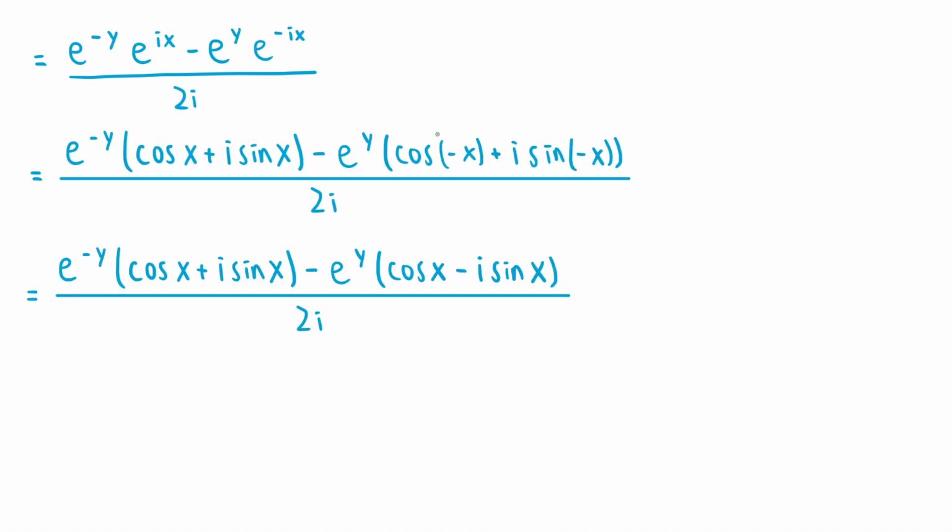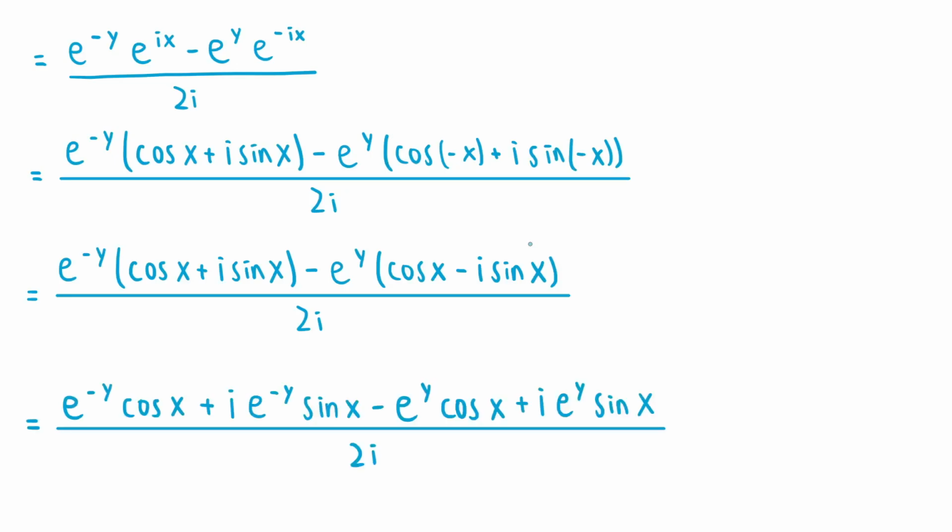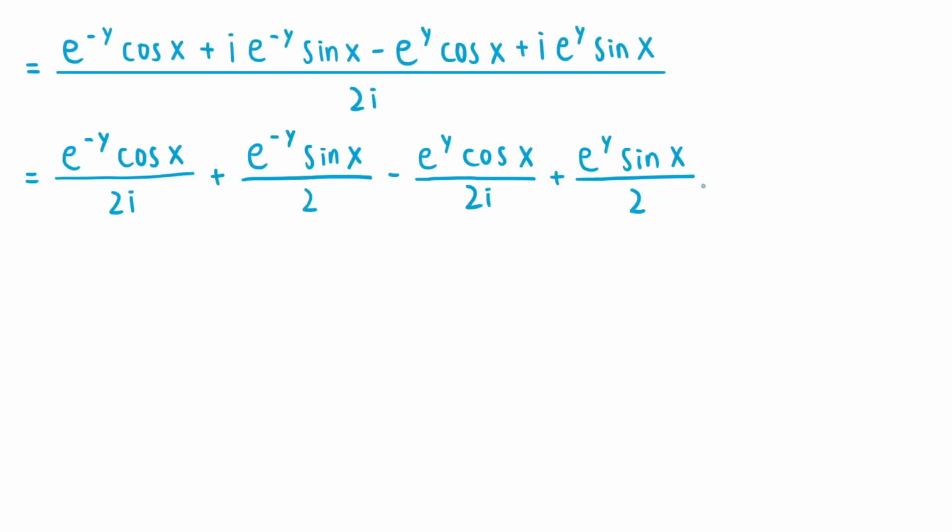We can rewrite cosine of negative x plus i sine of negative x in the second term in the numerator as cosine x minus i sine of x, using the negative angle identities. If we expand the numerator, we get this expression. If we distribute the division of 2i, we get this expression. And for the second and fourth terms, the i in the numerator and the i in the denominator cancel out. So only the first and third terms still have the i in the denominator.